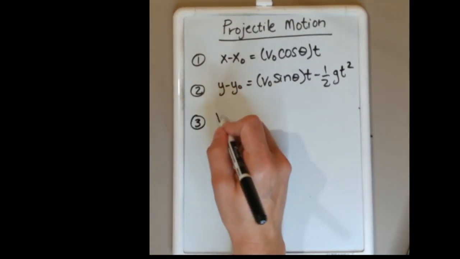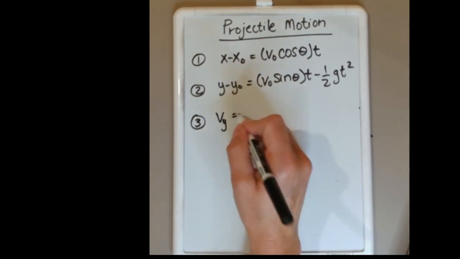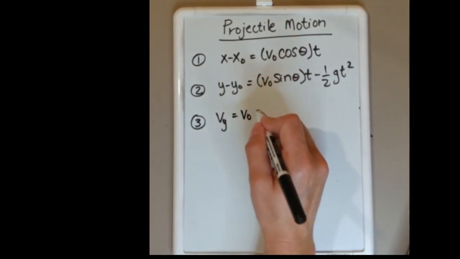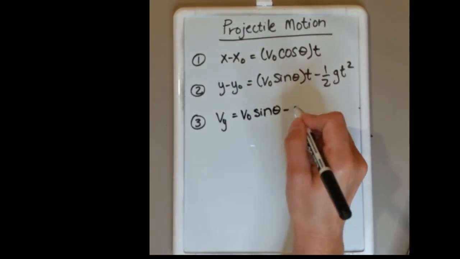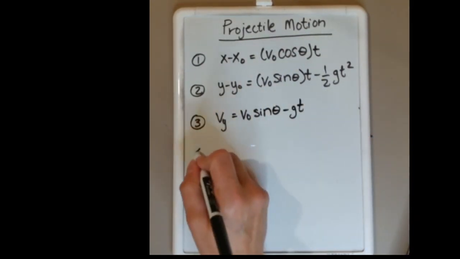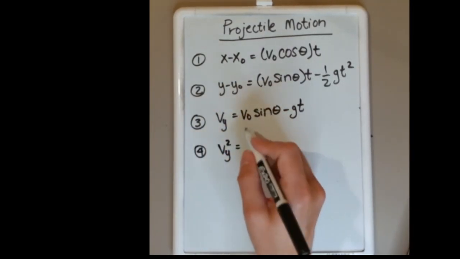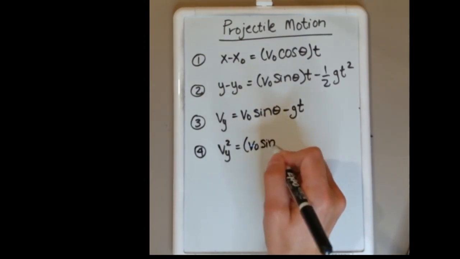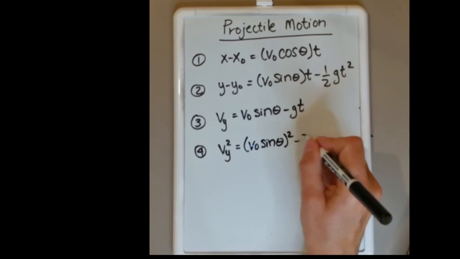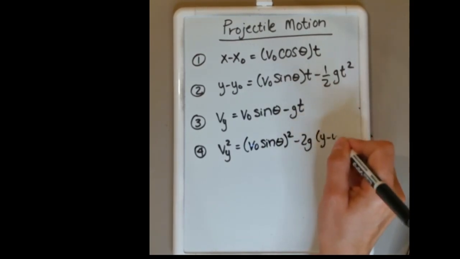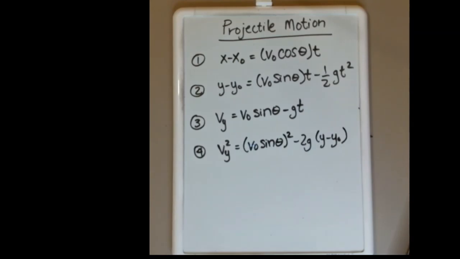Equation 3 was v in the y direction is equal to v naught sine theta minus gt. And our last equation was v in the y direction squared equals v naught sine theta quantity squared minus 2g times y minus y naught. So those are our 4 equations for projectile motion. And again, next time we will be talking about the equation of the projectile's trajectory and the range r that it travels along the x-axis.